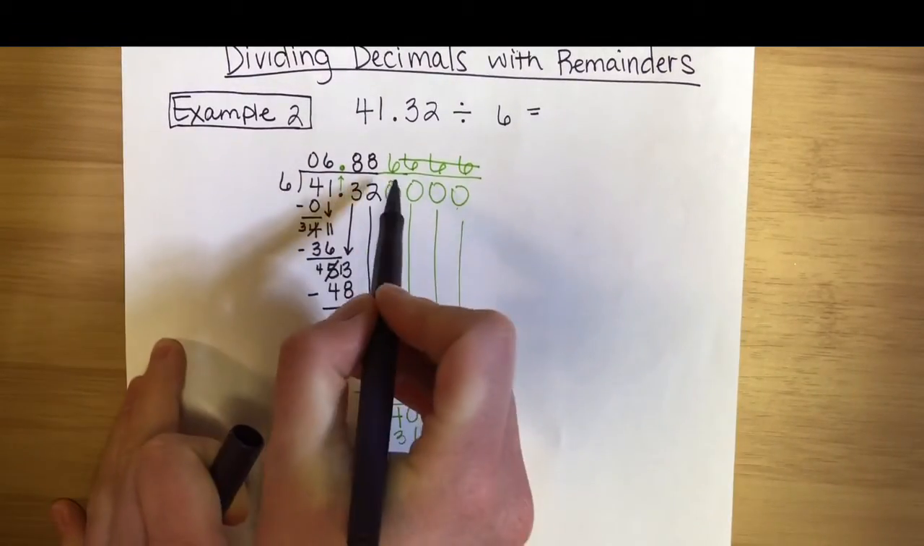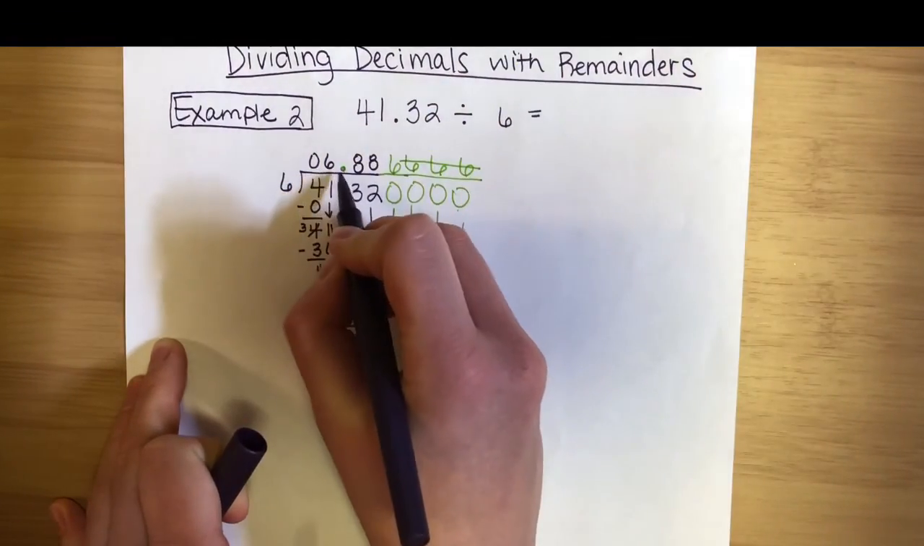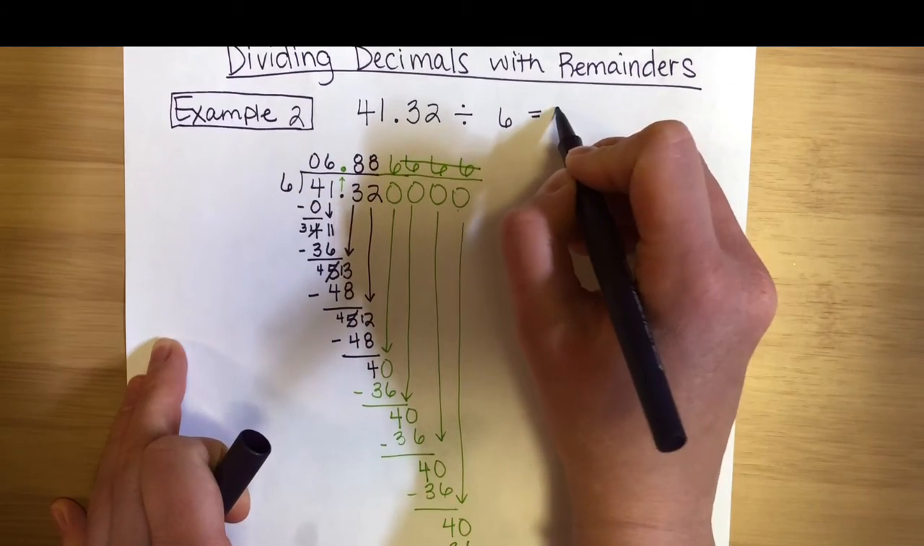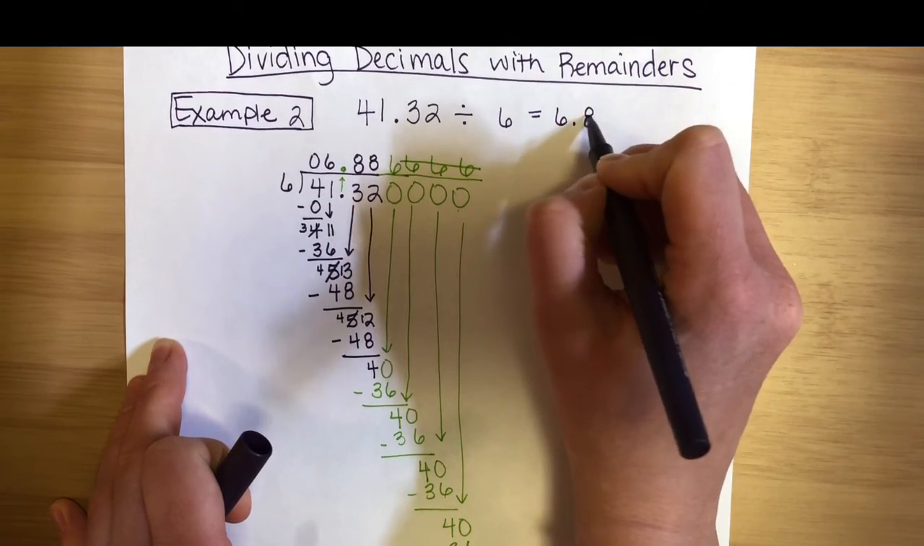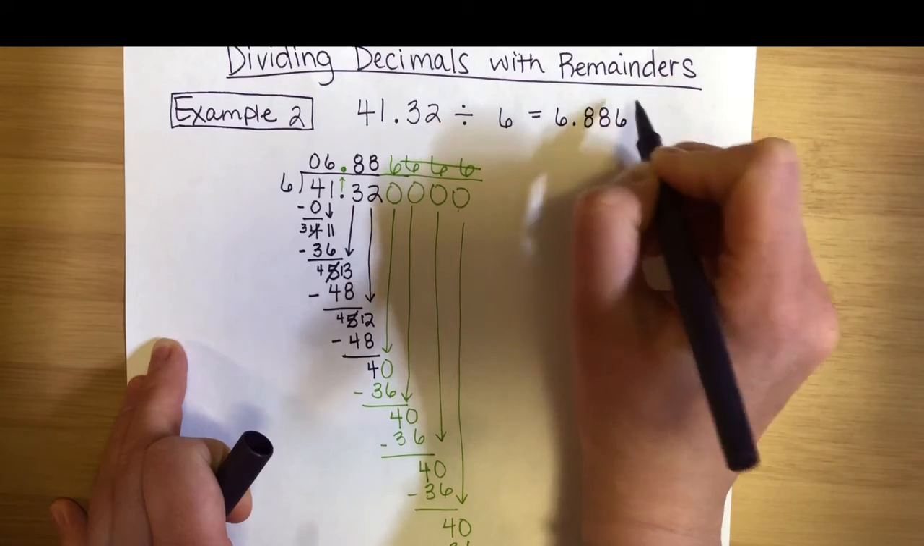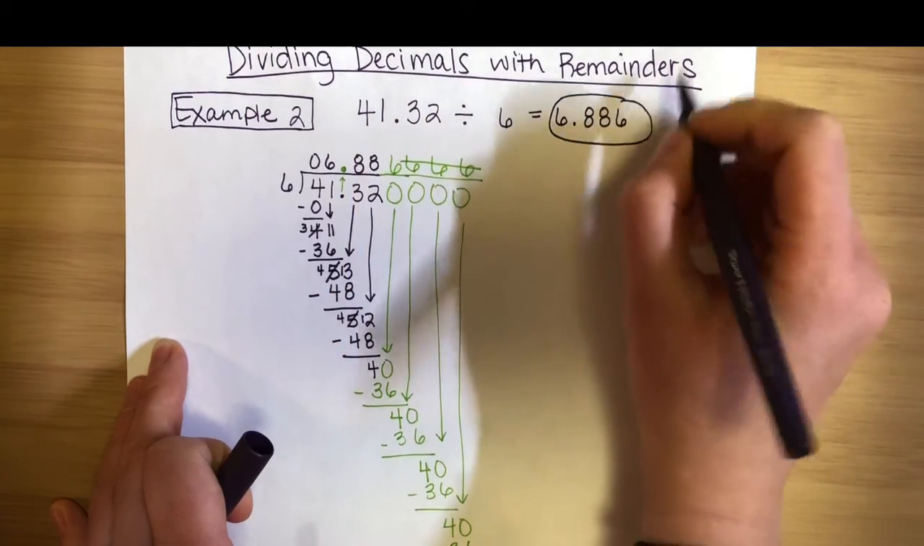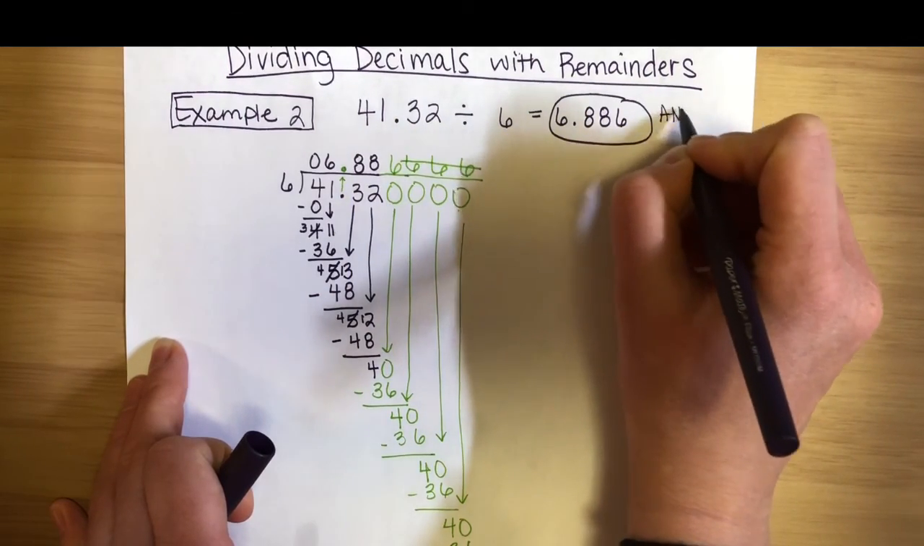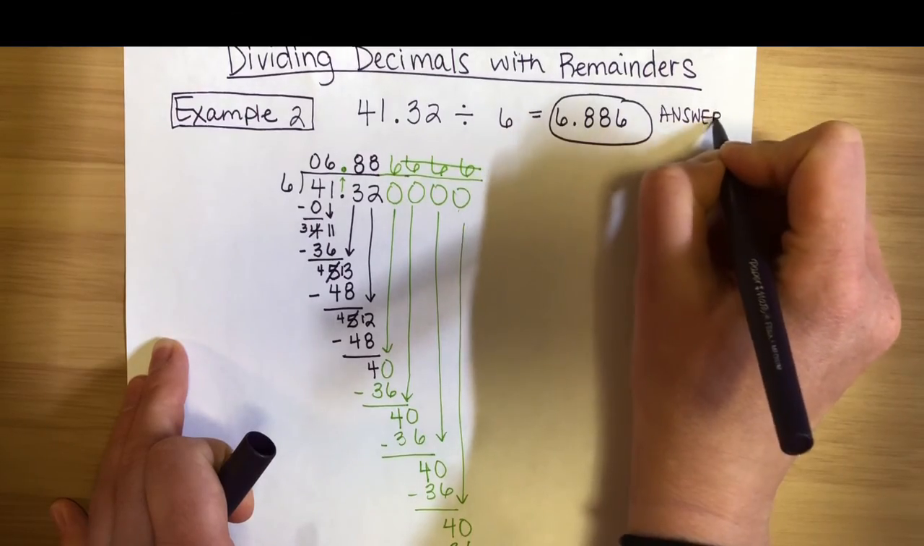So what the answer is 6.886. So I'm going to write 6.886. And that is my final answer. Yay.